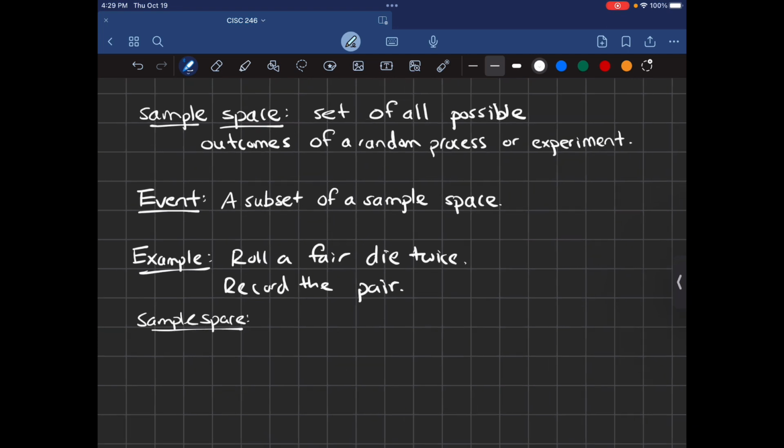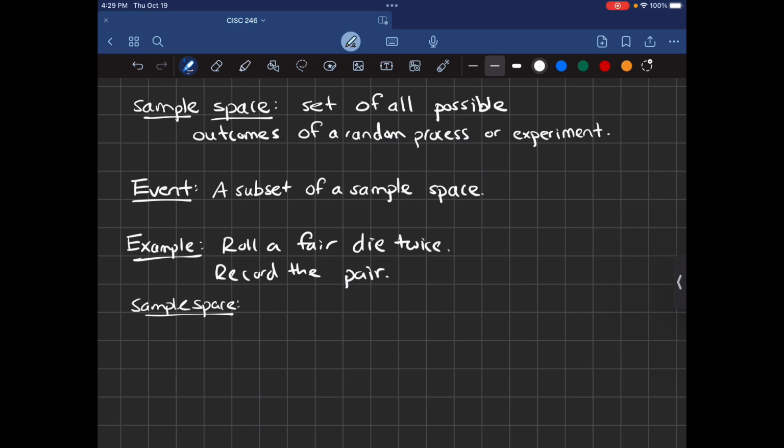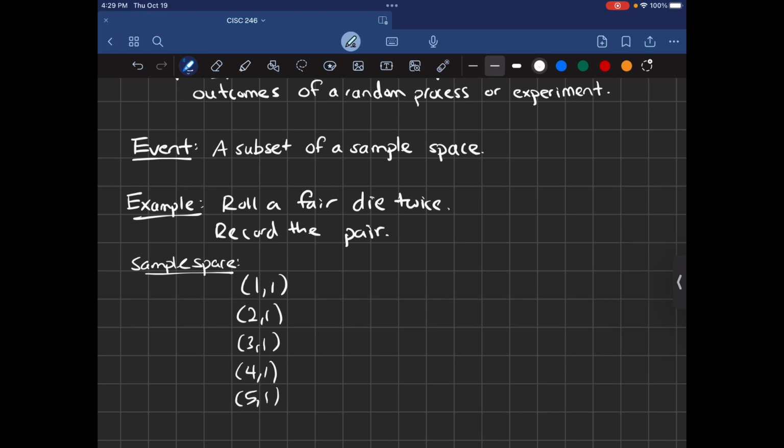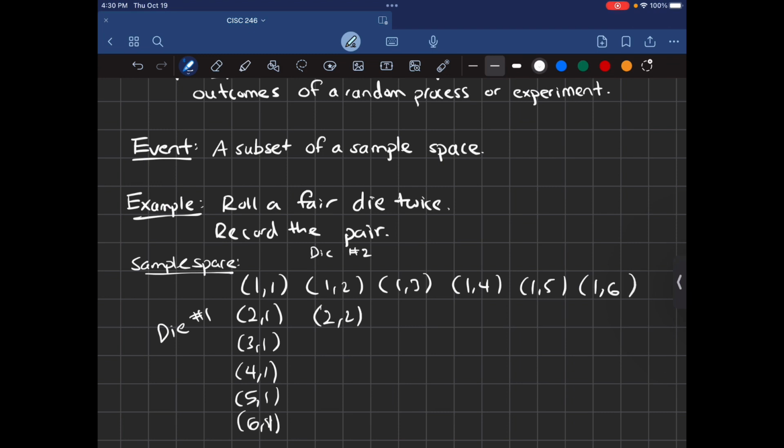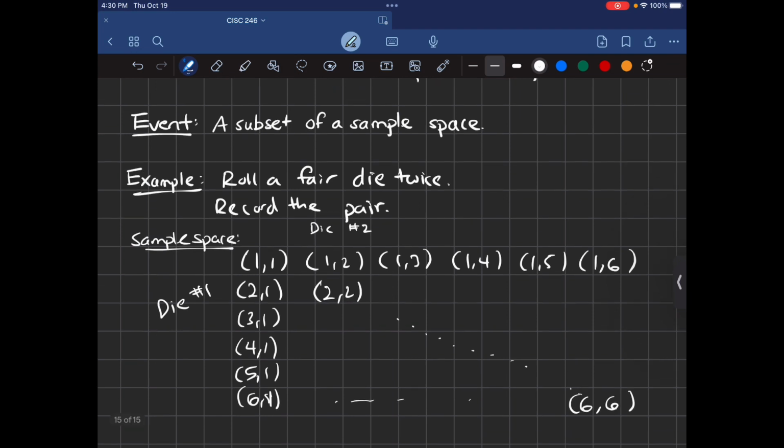By now we're pretty used to counting things and trying to do so in a systematic way. And it turns out in this case it's pretty systematic. You could have 1,1; 2,1; 3,1; 4,1; all the way to 6,1. And we'll say the rows here are die number 1, or roll number 1, and this is die number 2, or roll number 2. And so then here you'd have 1,2; 1,3; 1,4; and so forth. And then we'd have the diagonal here, and I'm just going to put dots because otherwise I'd be here for quite a long time listing all that out. And so this is our sample space, this whole set of possible outcomes.